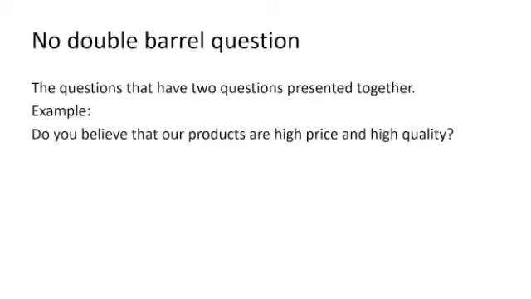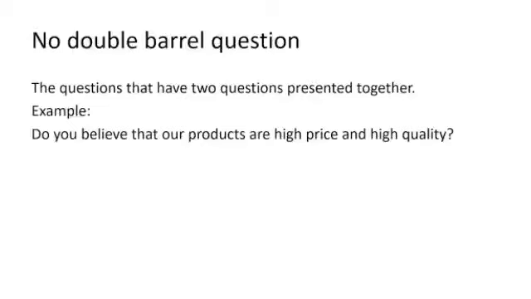Double barrel question, another important problem. What does it mean by having a double barrel problem? If your question has two questions incorporated or integrated together within one statement, it's a double barrel question. Do you believe that our products are high price and high quality? Now, it has two things: high price and high quality. Maybe this person feels your products are high price, but they don't believe it's high quality. But if they say yes to this question, they're agreeing to both of them. Or maybe they agree to both of them, but it would not be highlighted whether it's an agreement with one or both of them.